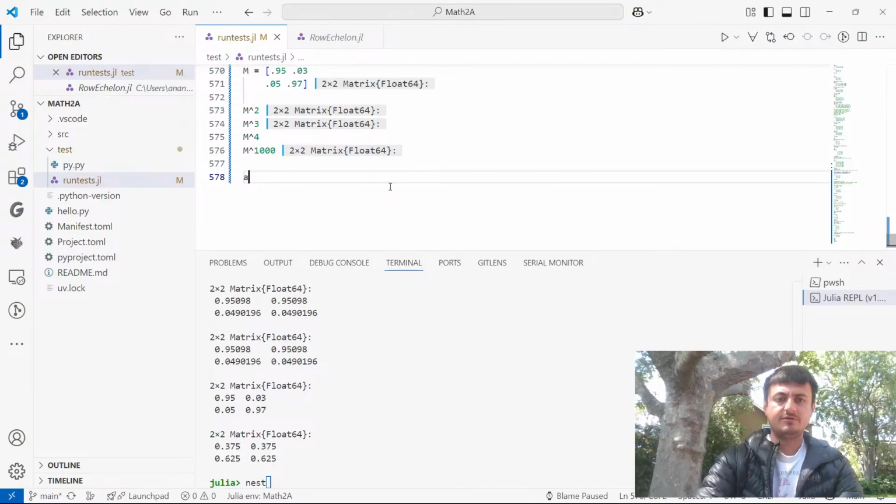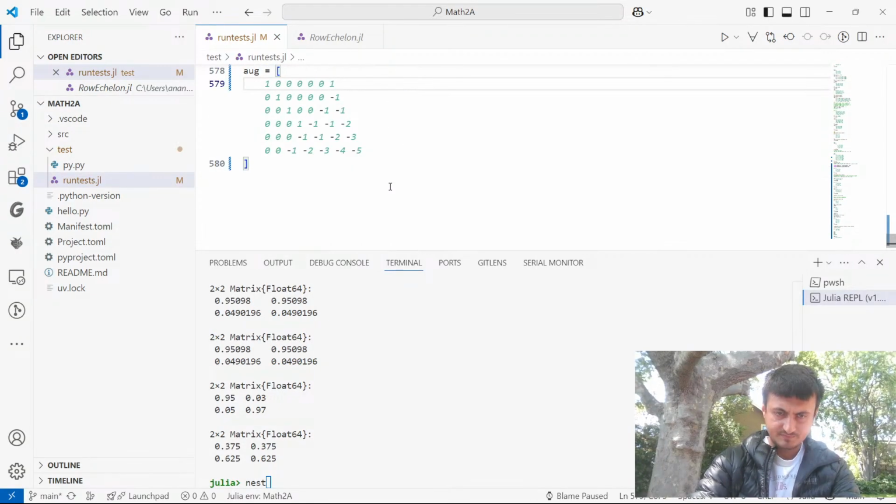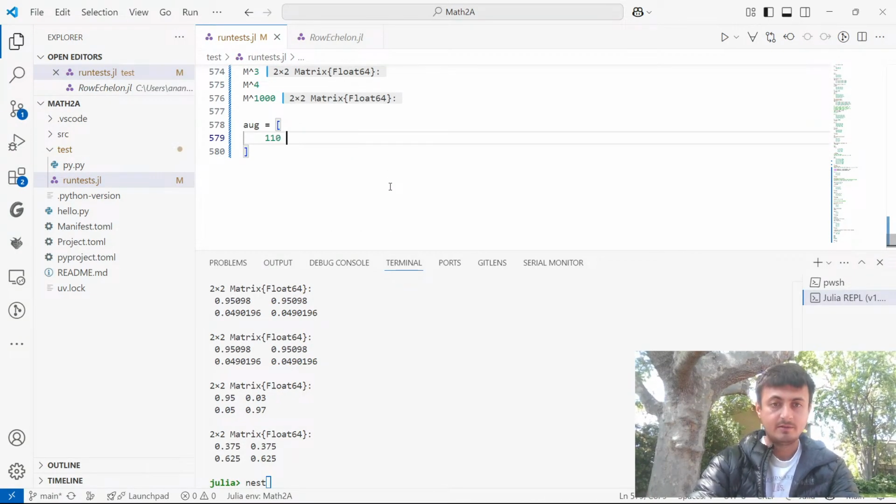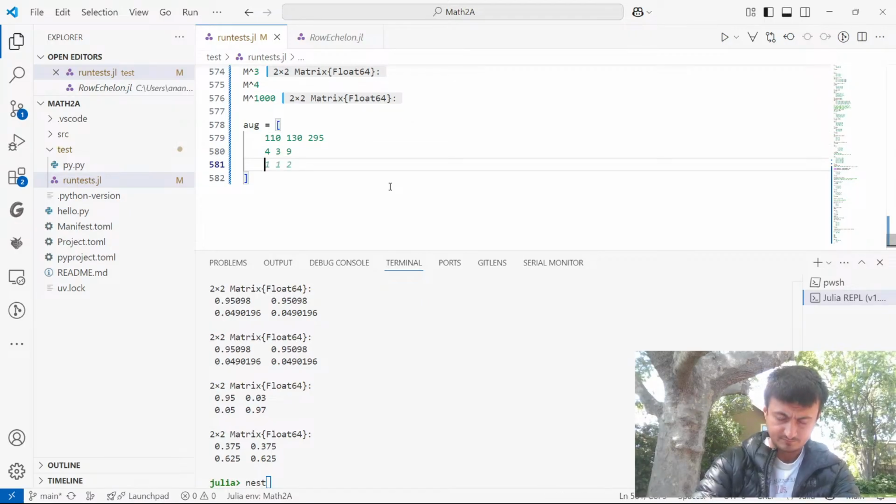Okay, so we're going to do an augmented matrix, and this is going to be 110, 130, 295, 4, 3, 9, 20, 18, 48, 2, 5, 8.